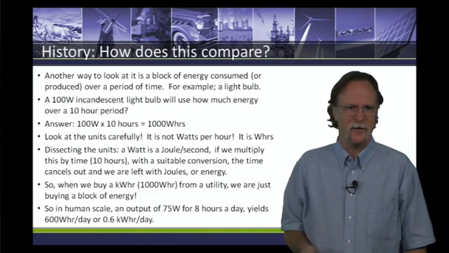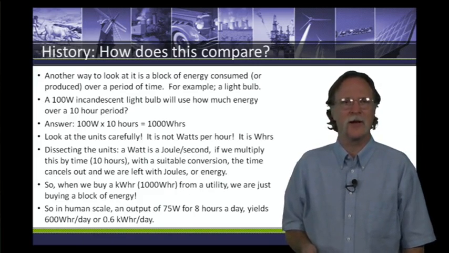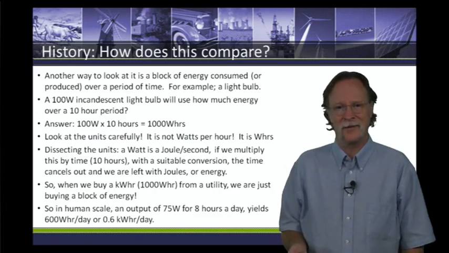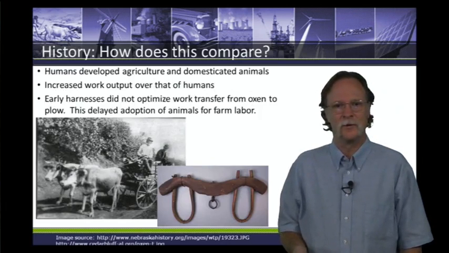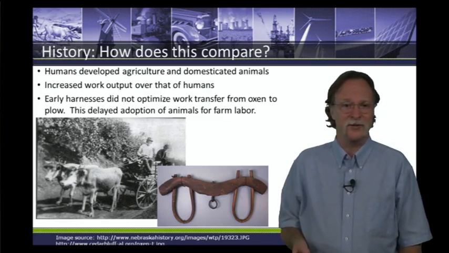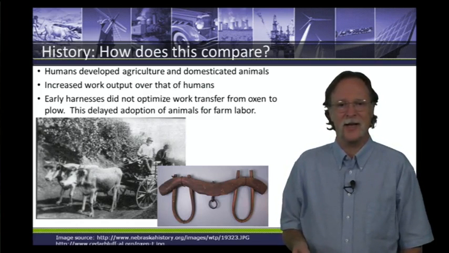So on a human scale, an output of 75 watts for 8 hours a day gives you 0.6 kilowatt-hours per day. That's a basic human output. So we lived that way for a number of years, thousands of years actually, until we domesticated animals. We thought, wow, if I can get this cow to do work for me, he's just sitting there munching grass, how about if I get the cow to do work for me?